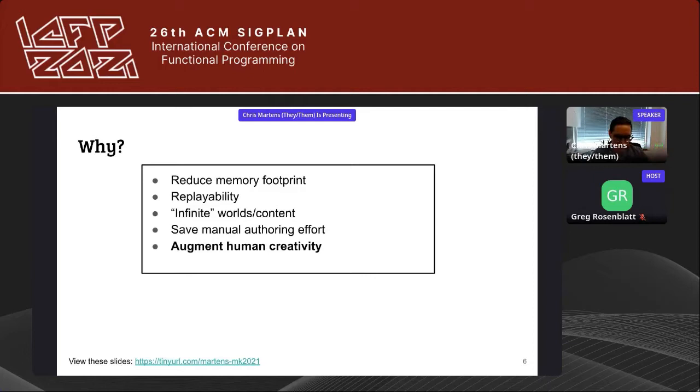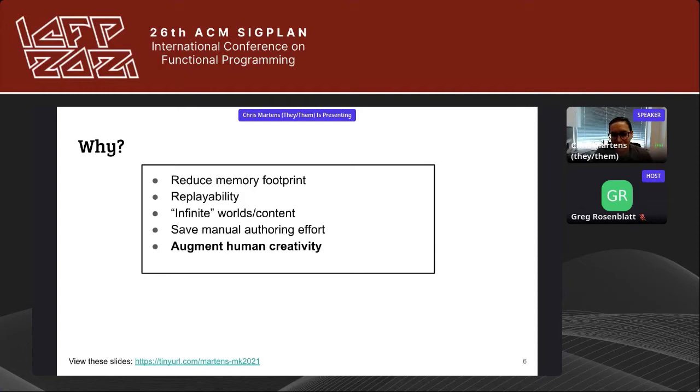To some extent, procedural content generation is also done to save manual authoring effort. You certainly don't need as much hand-authored content when you have a procedural algorithm for generating it. But that said, that's sometimes a bit of a trap, because once you start implementing a procedural generation algorithm, that can take more time than it might have taken you to author the equivalent amount of content by hand. But if you're generating infinite content, obviously that's not the case.